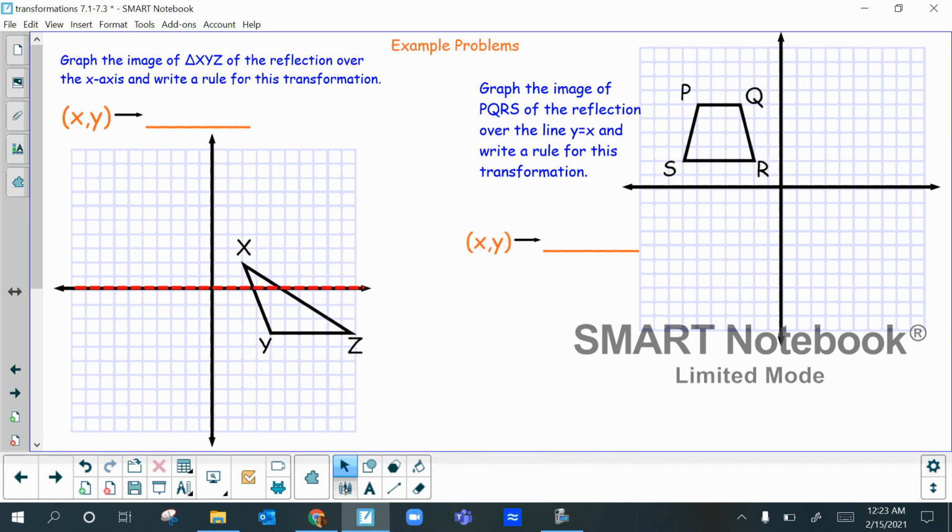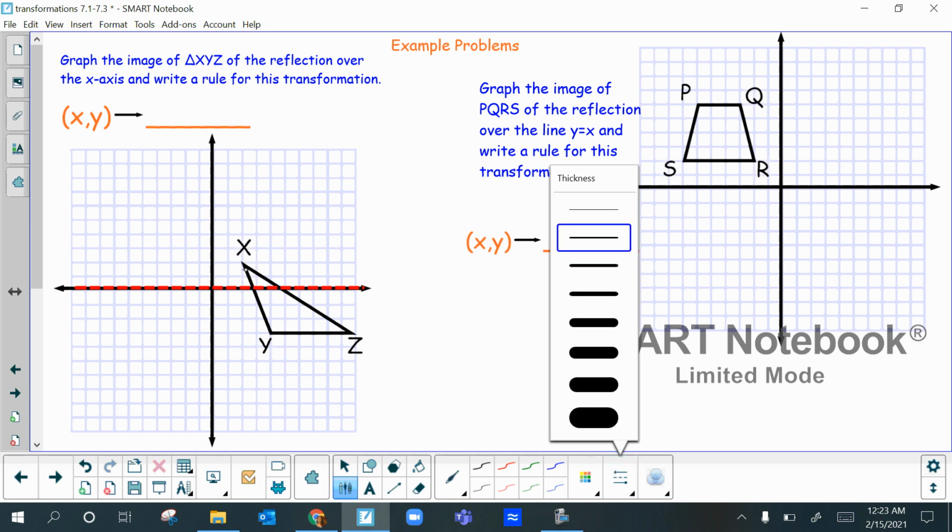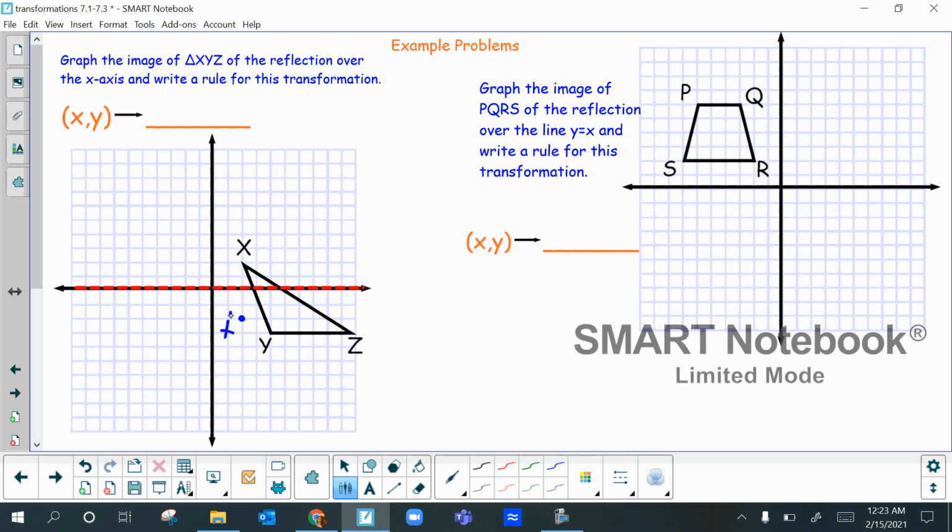So the easy way to think of this is draw how many units it is away from the line of reflection. So that's 2. So we're going to go 2 in the opposite direction. So that's x prime. The y is 3. So we're going to go 1, 2, 3 in the opposite direction. Same thing for the z. 1, 2, 3, z prime. So here's our new reflection image. That is being reflected over the x-axis.